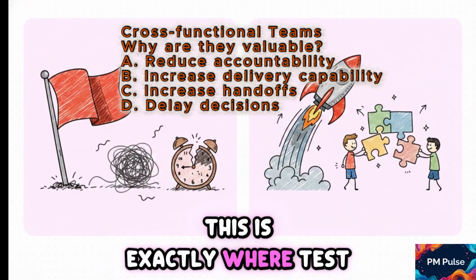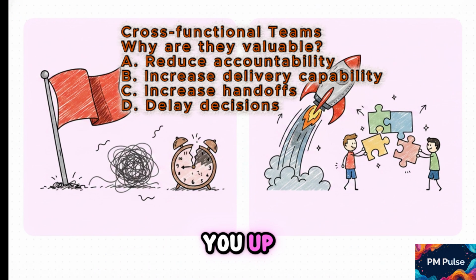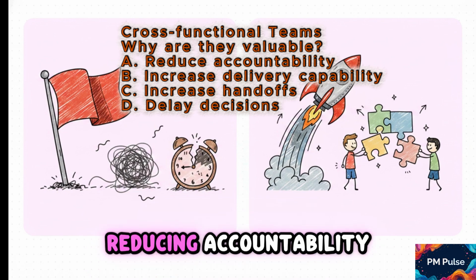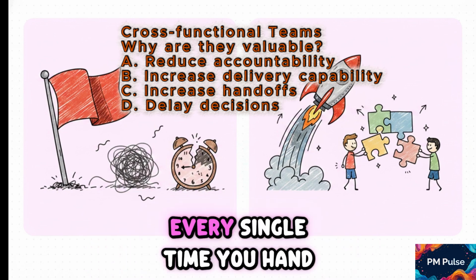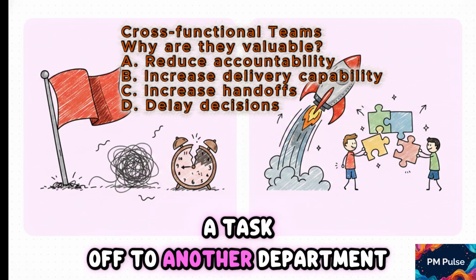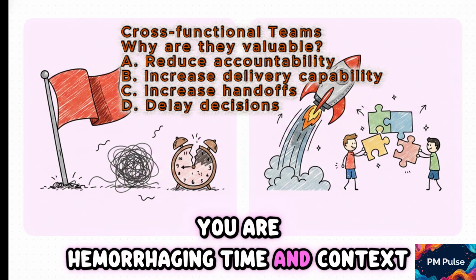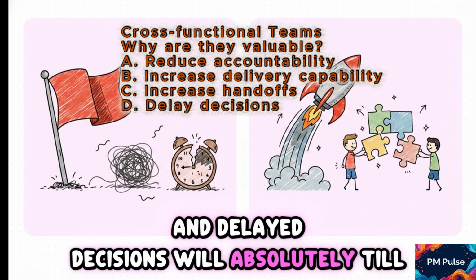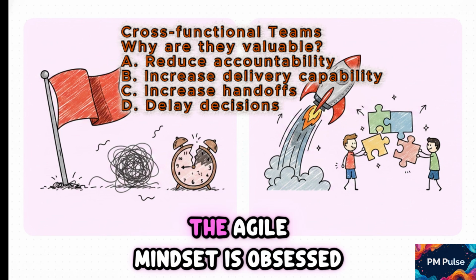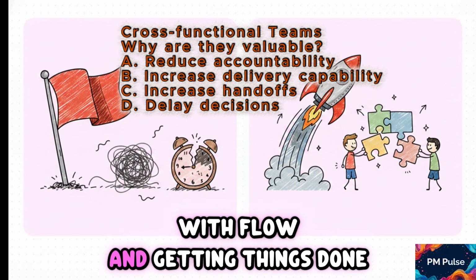This is exactly where test makers love to try and trip you up. They'll throw in these distractors about reducing accountability or increasing handoffs. But here is the reality. Every single time you hand a task off to another department, you are hemorrhaging time and context. Handoffs are pure waste, and delayed decisions will absolutely kill your momentum. The Agile mindset is obsessed with flow and getting things done.